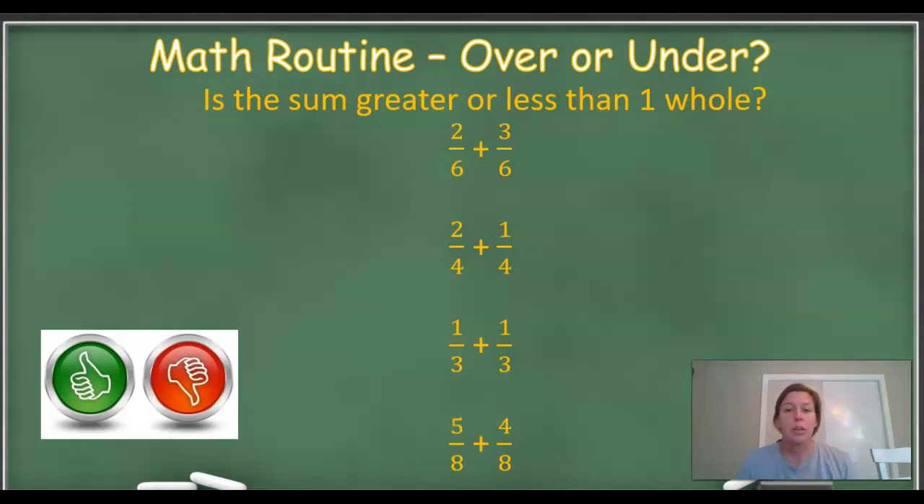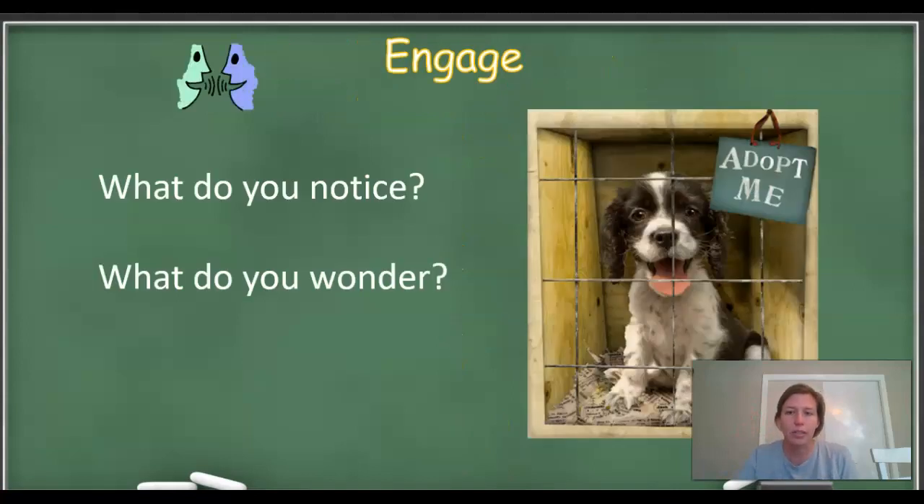5/8 plus 4/8. What's 5 plus 4? I know 4 plus 4 is 8, so 5 plus 4 is going to give me 9, so 9/8. If 8/8 is equal to 1 whole, 9/8 is going to be greater than a whole. That was a good little warm-up to get us thinking.